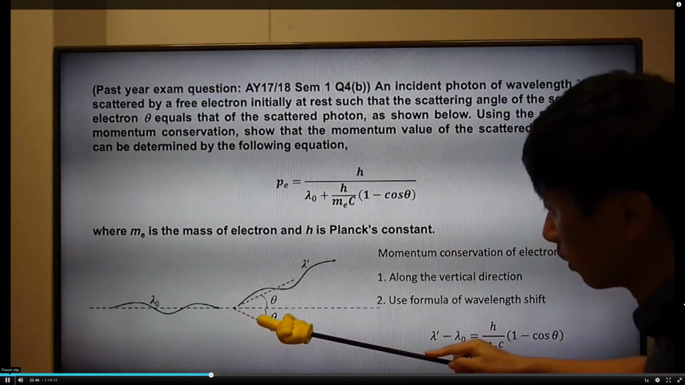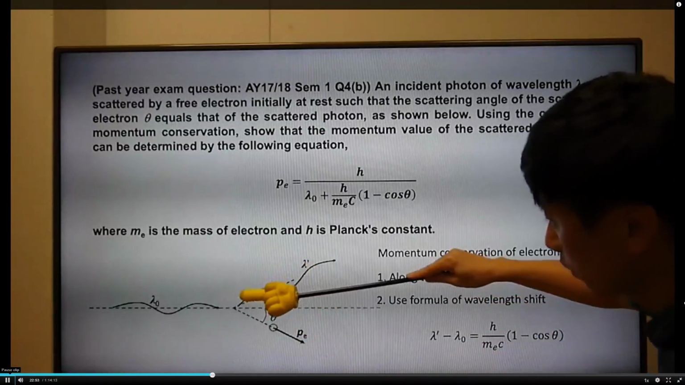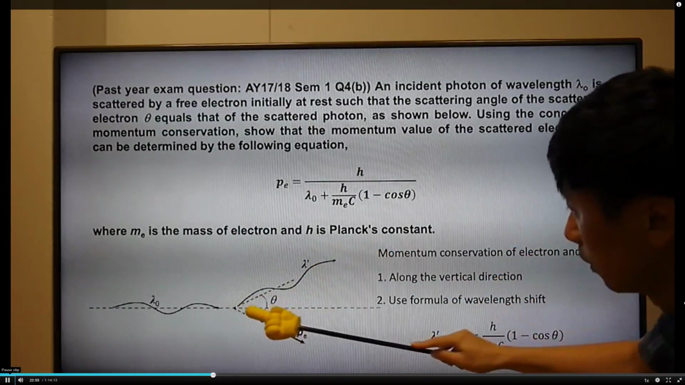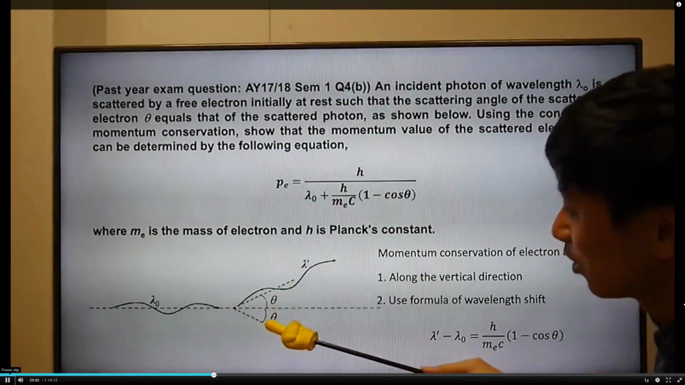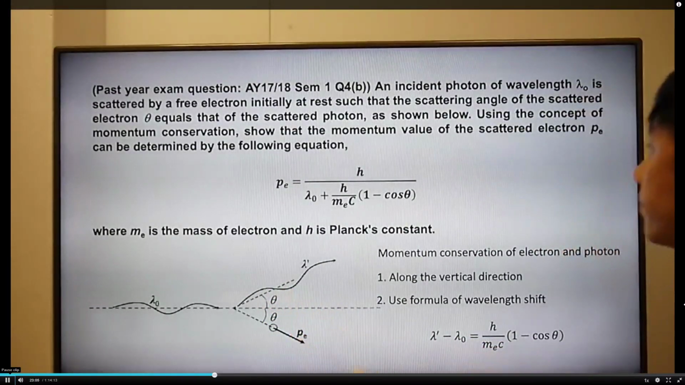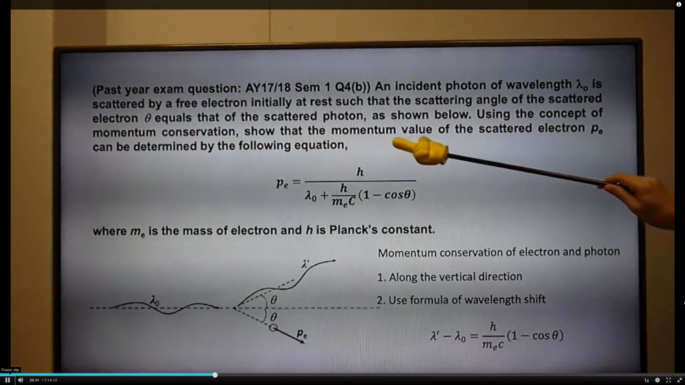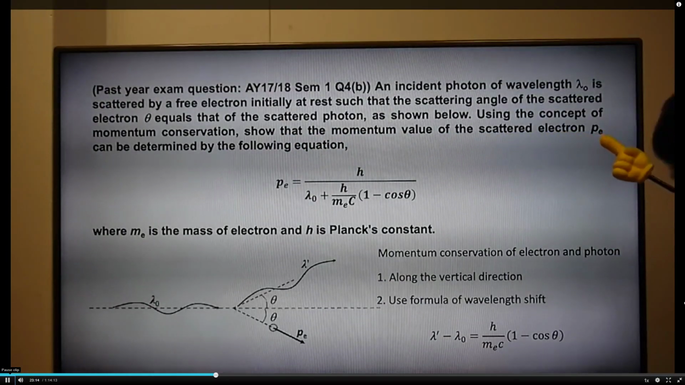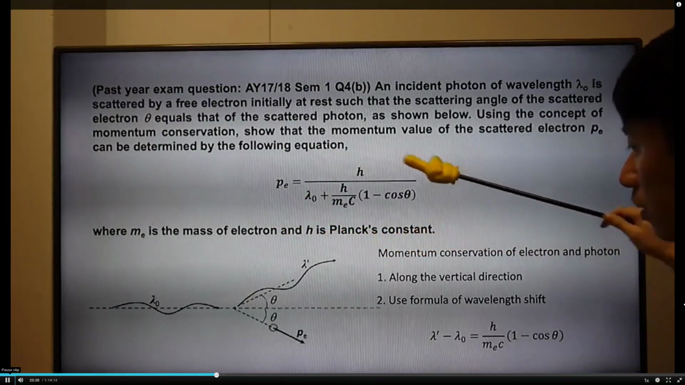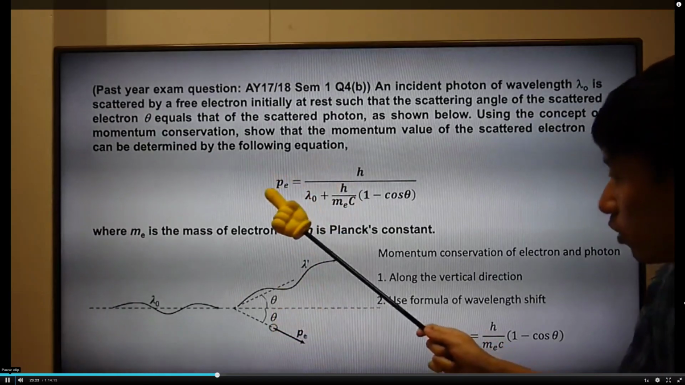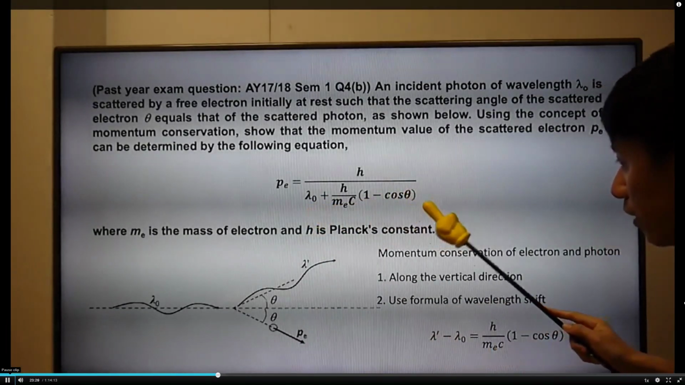And the electron is scattered and the photon is scattered also in the opposite direction. So this is the scattered photon and this is the scattered electron. Then their angle is the same, both are theta. Using the concept of momentum conservation, show that the momentum value of the scattered electron Pe can be determined by the following equation. Yes, we want to define the momentum of the electron as a function of the wavelength lambda 0 and theta.